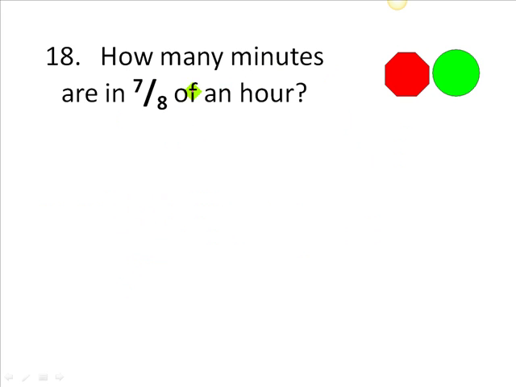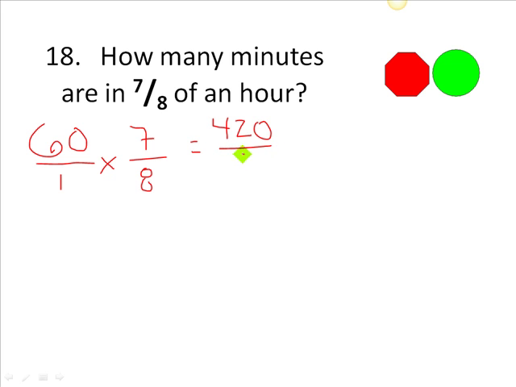Okay, number 18. How many minutes are in 7/8 of an hour? Click on the stop sign. Okay, well, let's see. There are 60 minutes in an hour, and we want to find out how much is 7/8. 7/8 is less than 1, so it's going to be less than 60 minutes. So we're going to multiply the fractions here, 7/8 times 60 over 1, and 60 times 7 equals 420, and 1 times 8 equals 8.